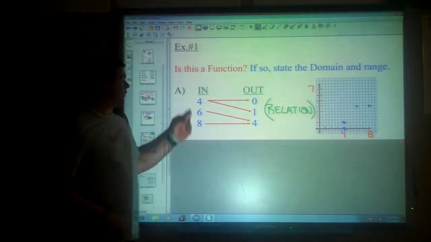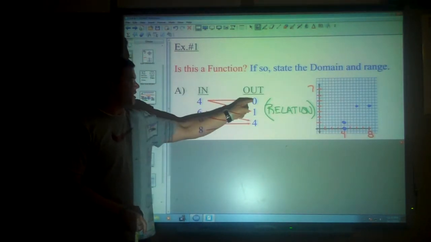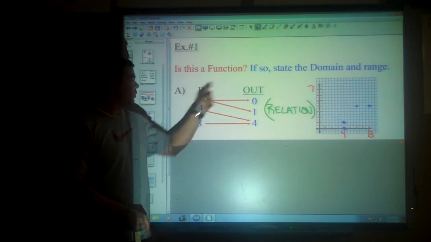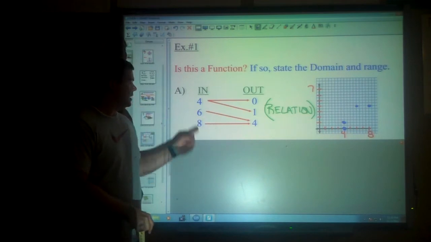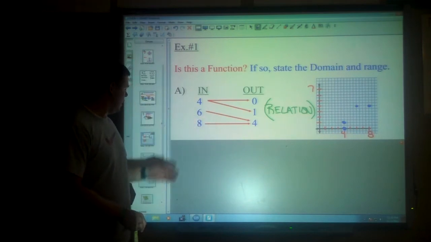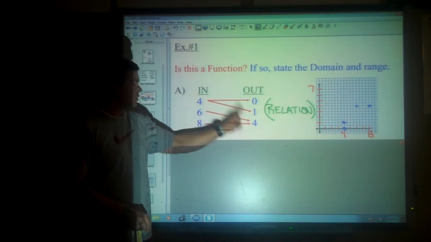We can tell also from the table. The rule for a function is if 4 goes in, it better produce the exact same number each time. 4 goes in and makes 0, 4 goes in and makes 1. That's not the same value each time. Some people get caught up on the 6 and the 8, and they go, yeah, but the 6 is also... It's okay for different inputs to produce the same output.